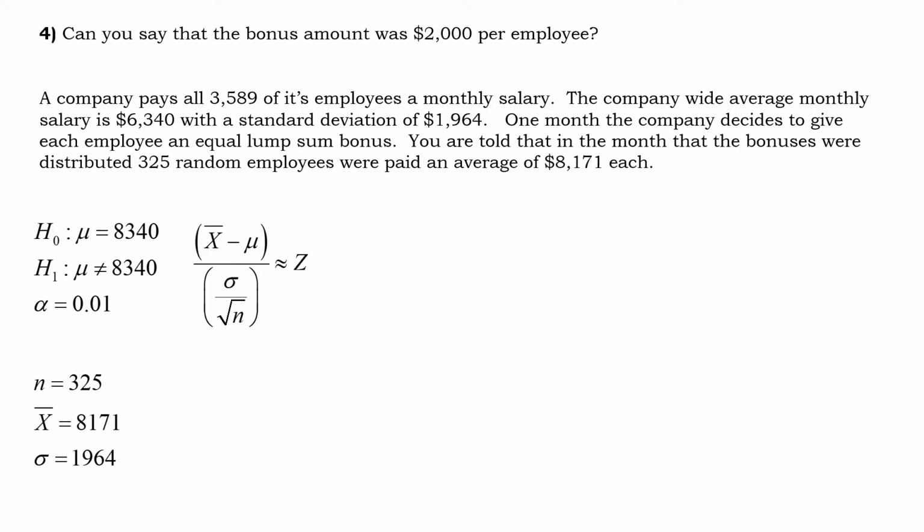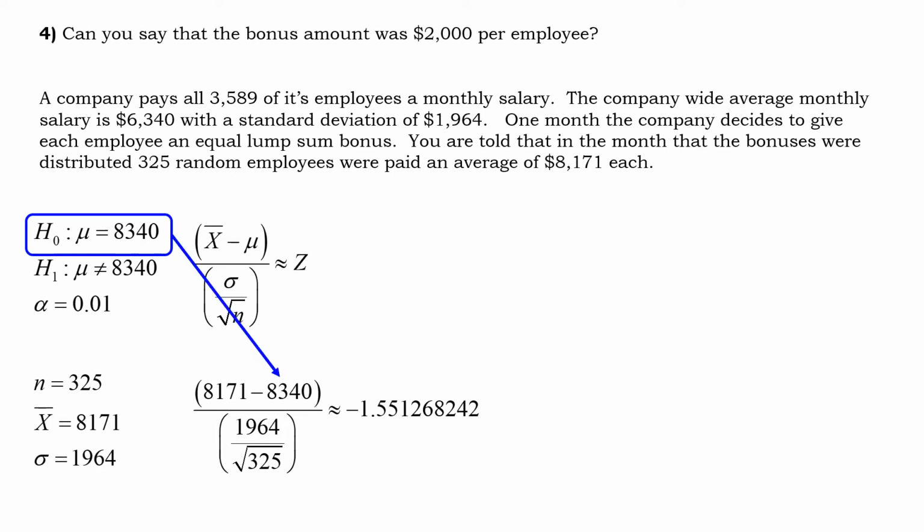So X bar, n, and sigma are all known to us. We'll plug those in. Remember, we are assuming that mu is true, so I'll plug in 8,340 for the mean. We get our z-score coming out here again, unrounded. Parentheses on top are critical, right? Without those, you're going to divide the 8,340 by that denominator and then subtract that result, which you don't want to do.